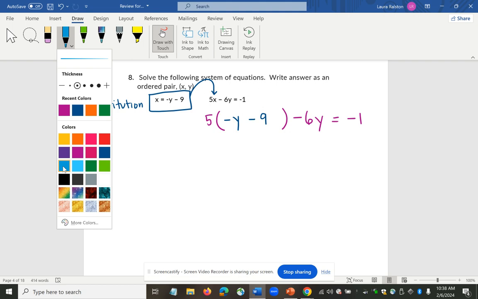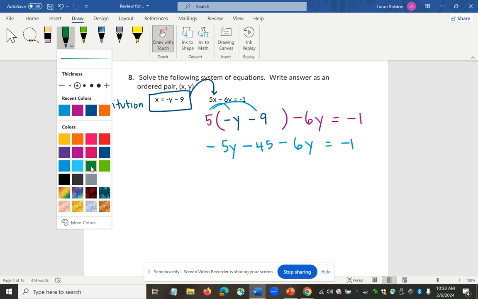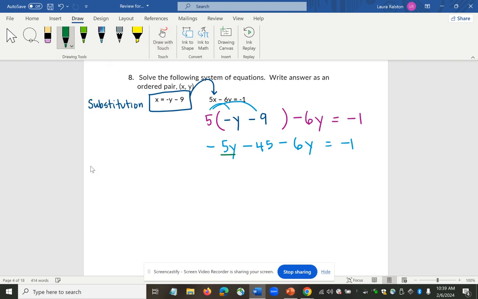So I'm going to distribute the 5. 5 times negative y is negative 5y. 5 times minus 9 is negative 45. Minus 6y equals negative 1. Combining like terms, I have negative 5y minus 6y, which is negative 11y minus 45 equals negative 1.